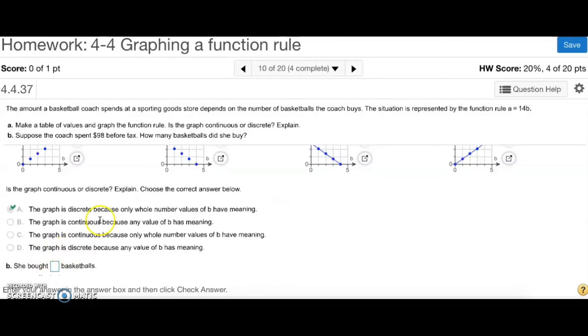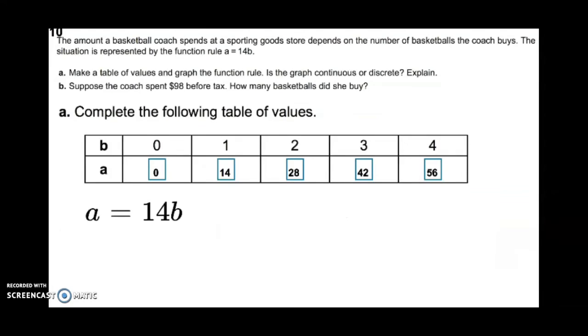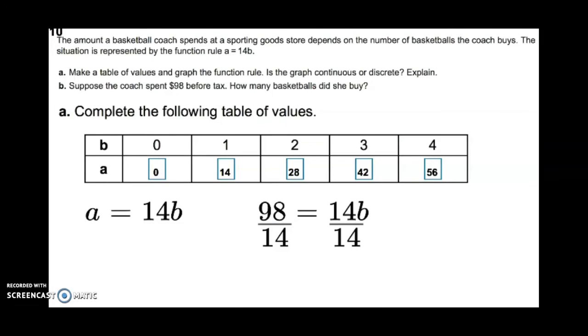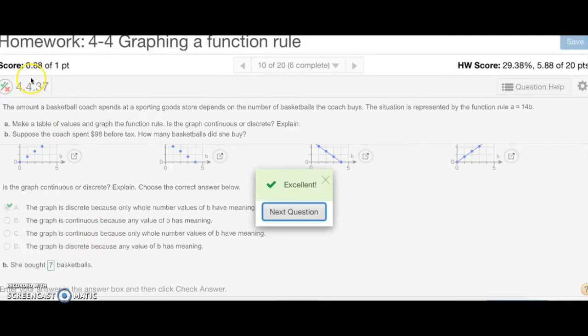Now, it's asking how many basketballs she bought, so we got to substitute in 98 for dollars, so let's do that. So, $98, that represents A. A is money, B is basketballs. So we put it in for A, and then we solve for B. So we divide both sides by 14, and we get the number of basketballs she bought to spend $98 is 7, so 7 basketballs. So let's type that in. Typing in 7, and that's the answer for number 10.